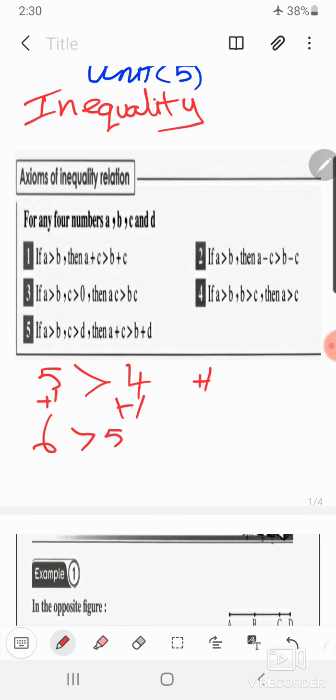In the other one, I make minus. A is greater than B. So if I make minus C in both sides, then A minus C is greater than B minus C. Also in times, here you have A is greater than B, and C greater than 0, then A times C is greater than B times C. Okay, now let's take an example.